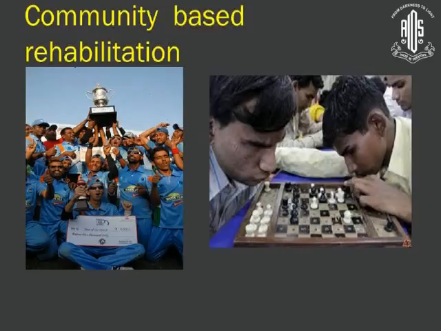Community-based rehabilitation is also very important. This shows the blind cricket team of India. We won the World Cup, and I don't think many of us know that. And this is a chess match.